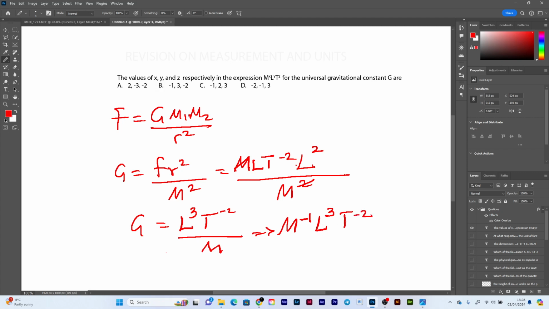So if this is what I have, I can just compare it with this. So if you compare it with m to the power of x, L to the power of y, and t to the power of z, you get to see that x is equal to -1, and y is equal to 3, and z is equal to -2. So which one is -1, 3, and -2? -1, 3, and -2. So the correct answer is option B.